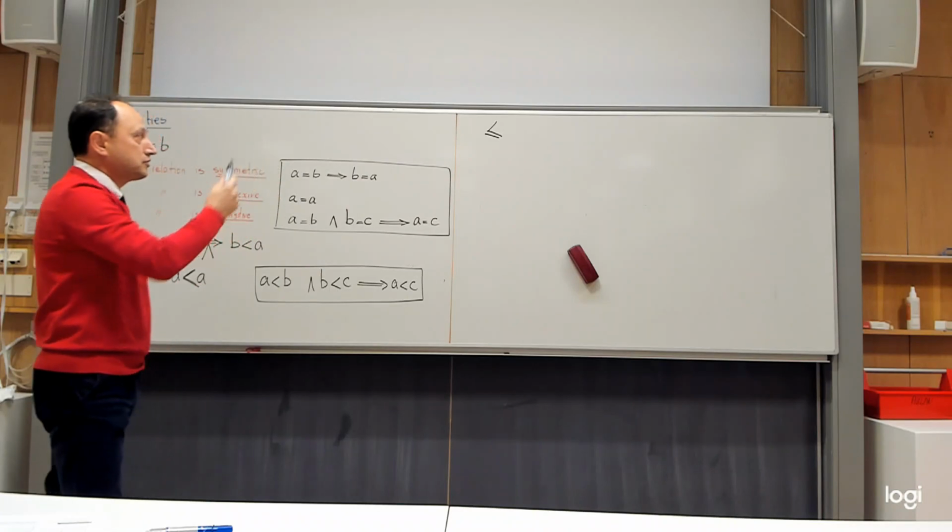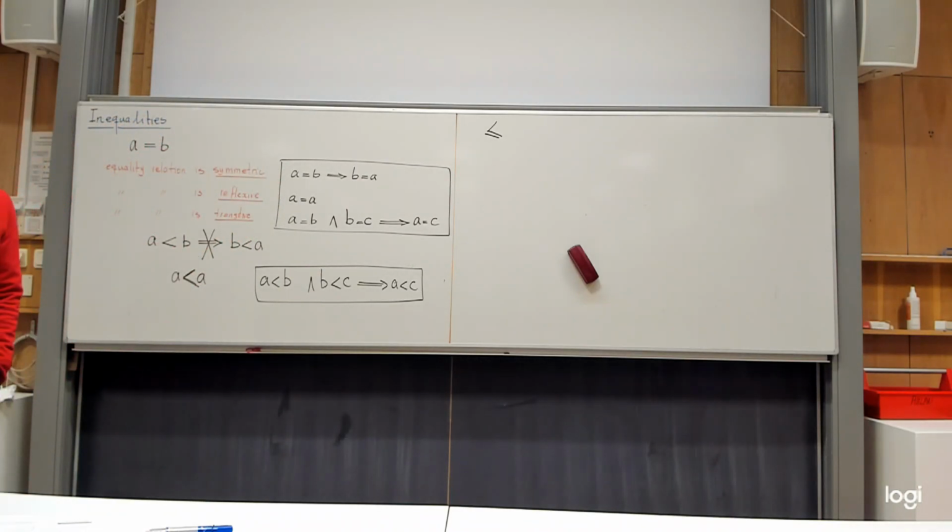Do you think this relation is symmetric? Is it symmetric or not? No, because if A is less than or equal to B, there is no guarantee that B is also less than or equal to A. But is this reflexive? Yes.